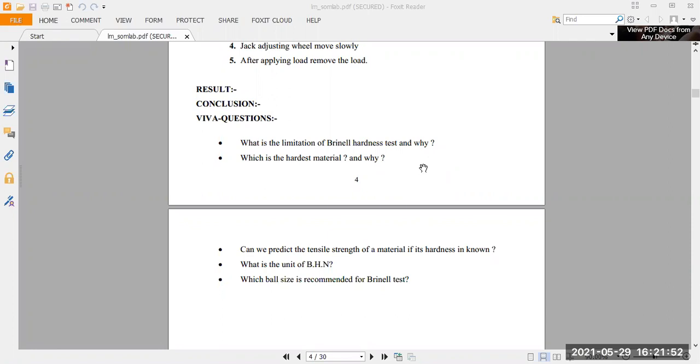So what is the Brinell hardness number? It is kg per square millimeter. Which ball is recommended for the Brinell test? Generally, we recommend 2.5, 5, and 10 millimeter diameter balls for the Brinell test, and not less than that.